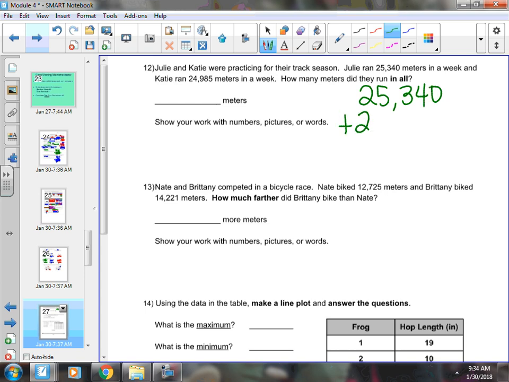I guess probably the biggest mistake kids might make is just writing it down wrong. So double check that you've written down the numbers correctly. Starting at the ones place, add them up.